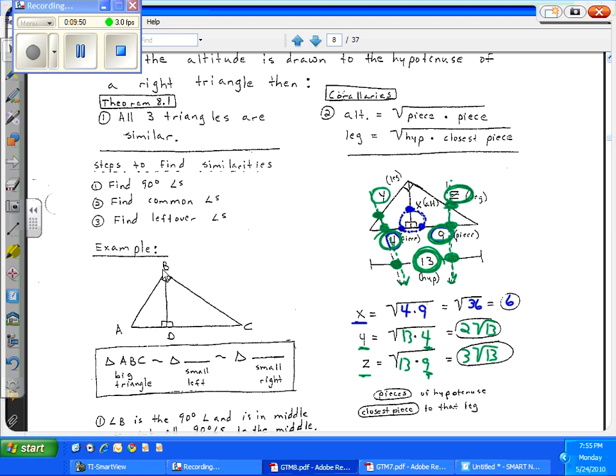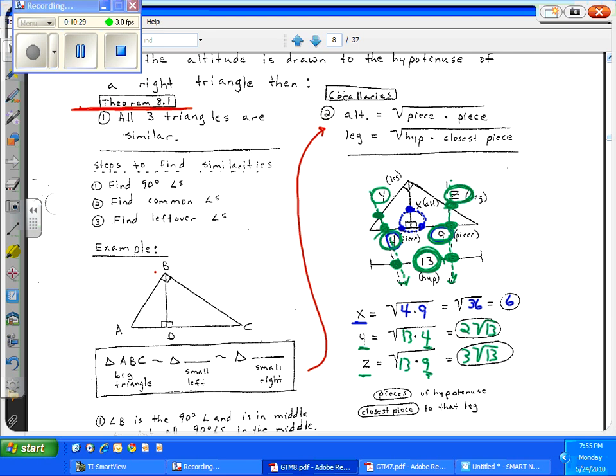Naming the similarity. Let's look at how to name the similarity. If the altitude is drawn to the hypotenuse of a right triangle, then all three triangles are similar, and the proportions that come out of the similarity are where that little corollary came from. Those proportions would be that geometric mean proportion, 4 over x equals x over 9. So using the similarity proportions would give us those geometric mean proportions, which would then create these little formulas, okay?